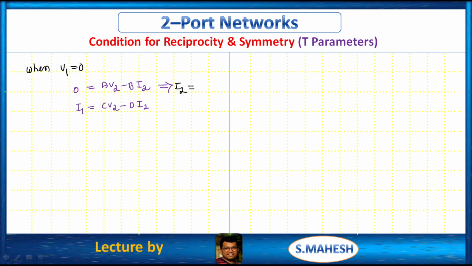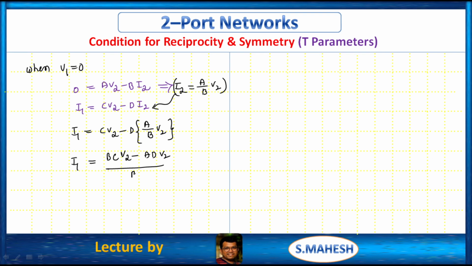Therefore, from AV2 equals BI2, I2 equals A by B into V2. Then substitute the current into the other equation. From this, we will get I1 equals CV2 minus D times I2, which is A by B into V2. From this, I1 equals BC into V2 minus AD into V2, all by B. Therefore, I1 equals BC minus AD by B into V2.